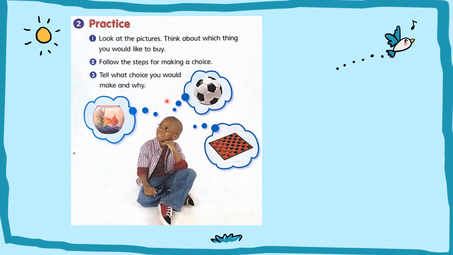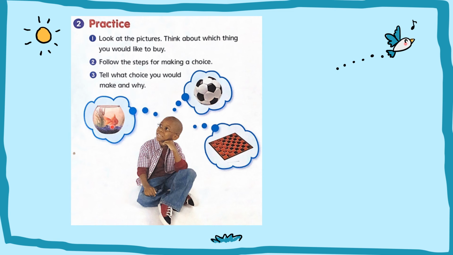So look at these three things first. What is the first one? It's the tank with a fish in it. So he can get a fish as a pet, or otherwise he can get a football or a chess game board or any other game board. So what he has to think first is which of these three is more important to him, and then he would see the cost of each item. So which is the one that is in the budget that he has, and it comes in the money that he has in his pocket.